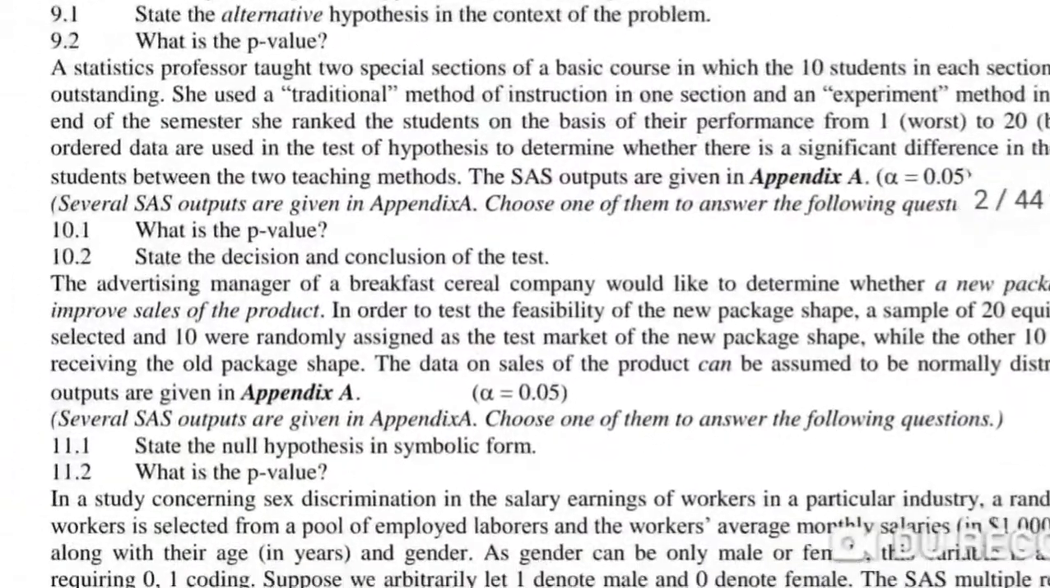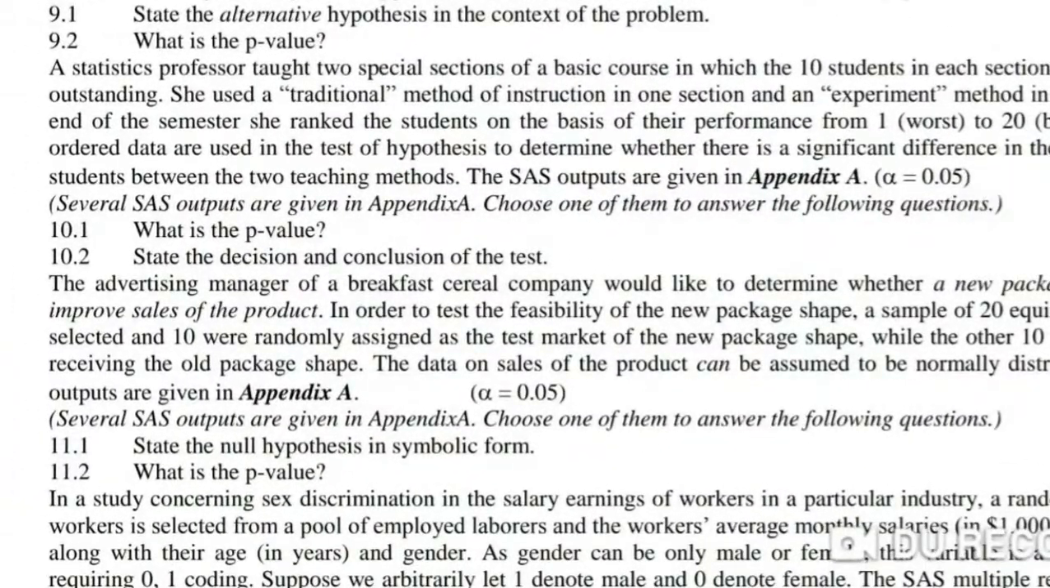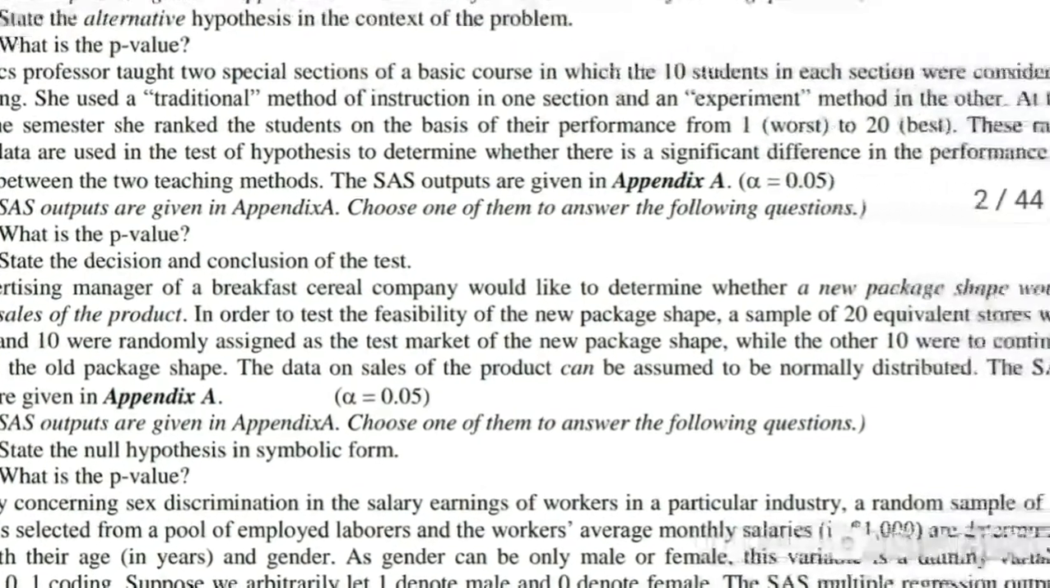At the end of the semester, she ranked the students. So ranking means ordinal measurement. Therefore, this is for non-parametric tests. You cannot use parametric tests. Parametric tests require interval level or at least interval, therefore interval or ratio. On the basis of their performance from 1 to 20, worst to best. Okay, 1 means worst, 20 means best. So big number means good.